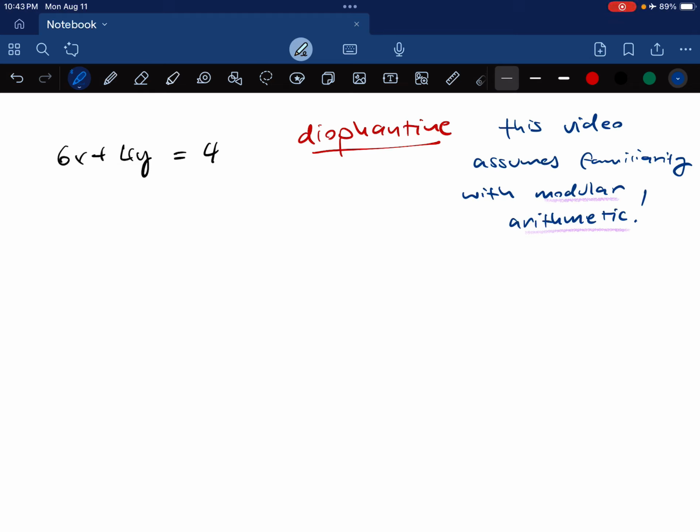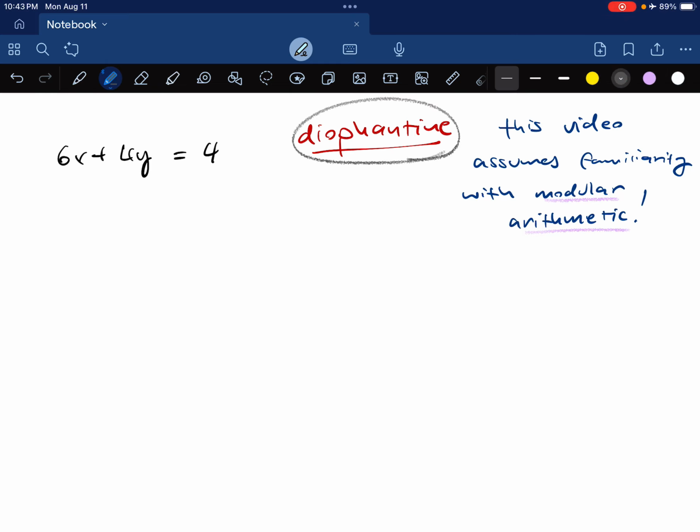So today we're going to be solving this equation where 6x plus 4y equals 4, and x and y have to be integers. So find the set of solutions to this equation. And this is what we call a Diophantine equation.